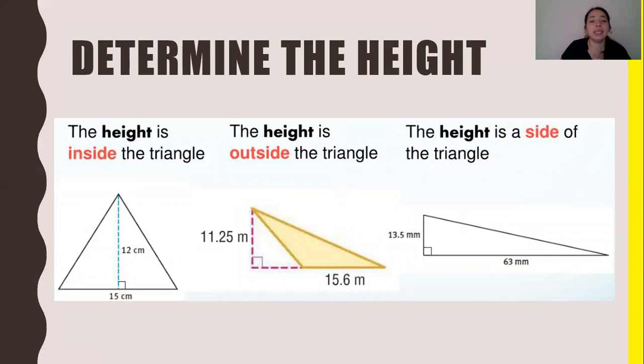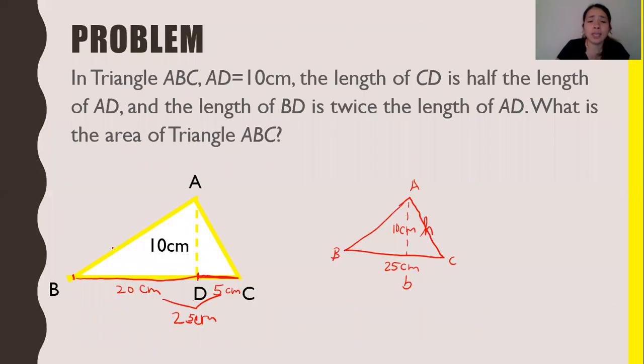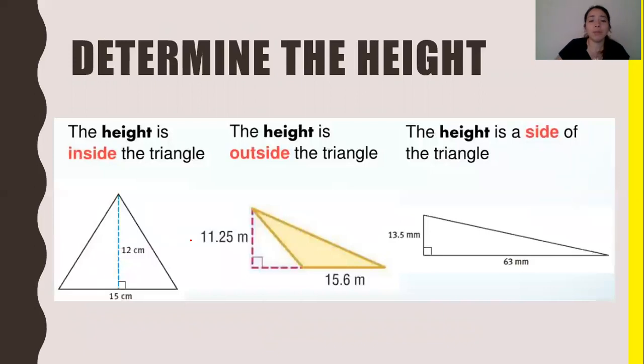Now the height can be found in 3 different places in a triangle. The height can be written like this, inside the triangle, like the one in our word problem. So your height might be inside the triangle, how tall it is. The height can be on the outside of the triangle, how tall it is. Or the height can be the side of the triangle, like on this triangle, they have it on this side.